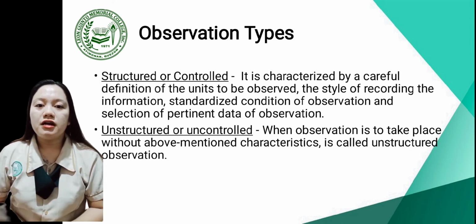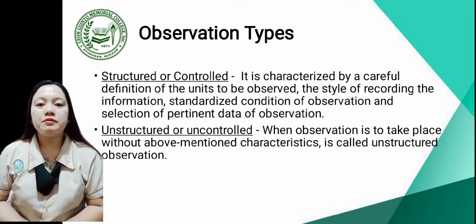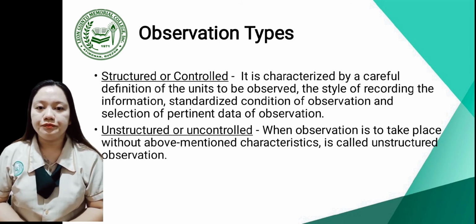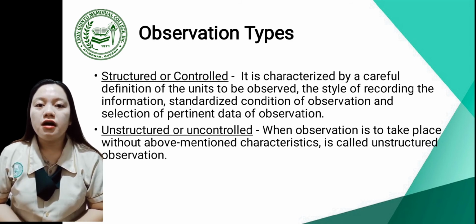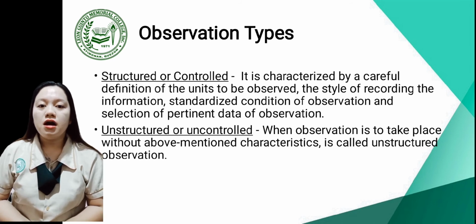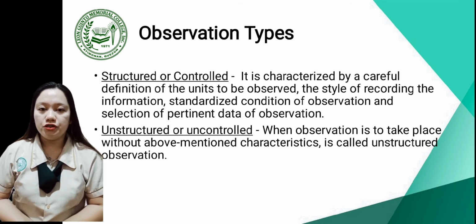It is characterized by a careful definition of units to be observed, the style of recording the information, standardized conditions of observation, and selection of finite data of observation. Next is unstructured or uncontrolled. When observation takes place without the above-mentioned characteristics, it is called unstructured observation.